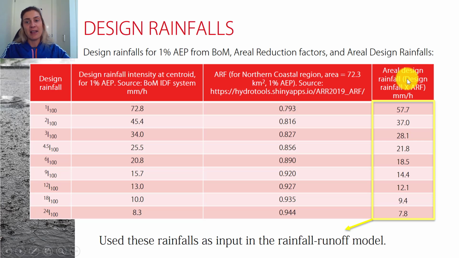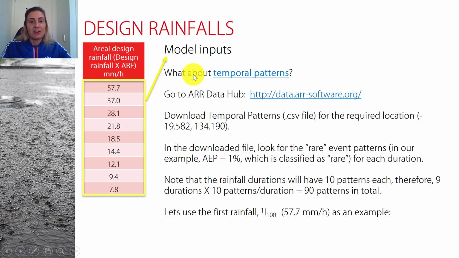Then you will calculate an areal design rainfall, which is the design rainfall times the area reduction factor. And then you use these rainfalls as input in the rainfall runoff model. Okay, but what about temporal patterns? For each of these rainfalls, you have to use 10 temporal patterns. So you go to the Australian Rainfall and Runoff Data Hub, enter the required location, download the file, which is a zip folder, then look for the rare events because it's a 1% AEP.